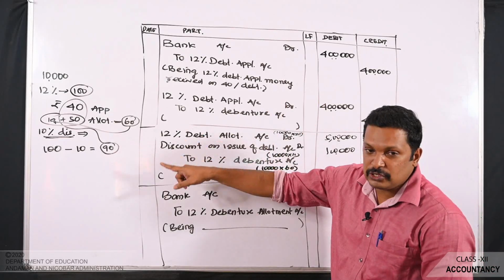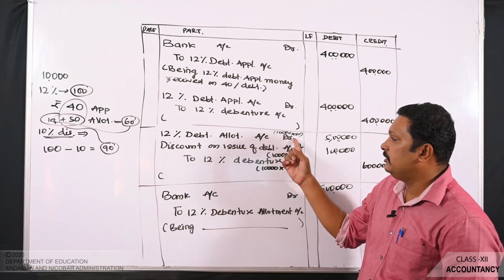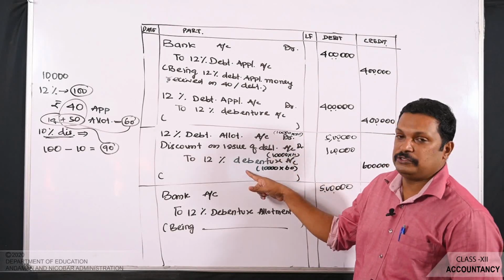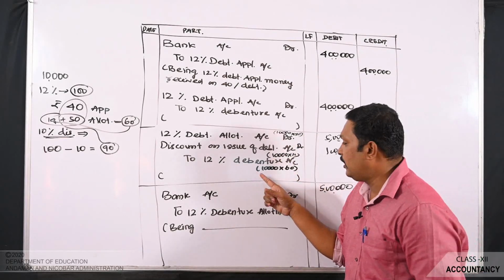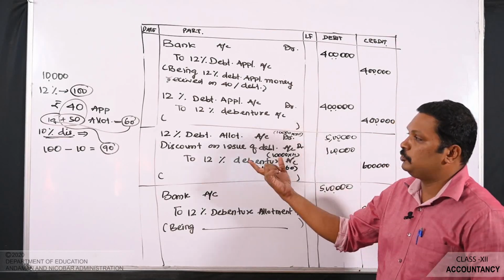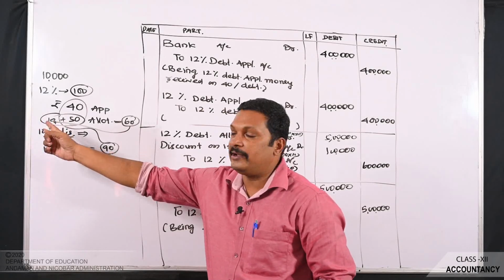Then it has some discount. That's why we debited the discount. So 12% debenture allotment account debit, discount on issue of debenture account debit, then to 12% debenture account. So the actual value of the allotment is 60, but we are issuing at 50. The actual, we have a 10% discount. No, that should be added with.